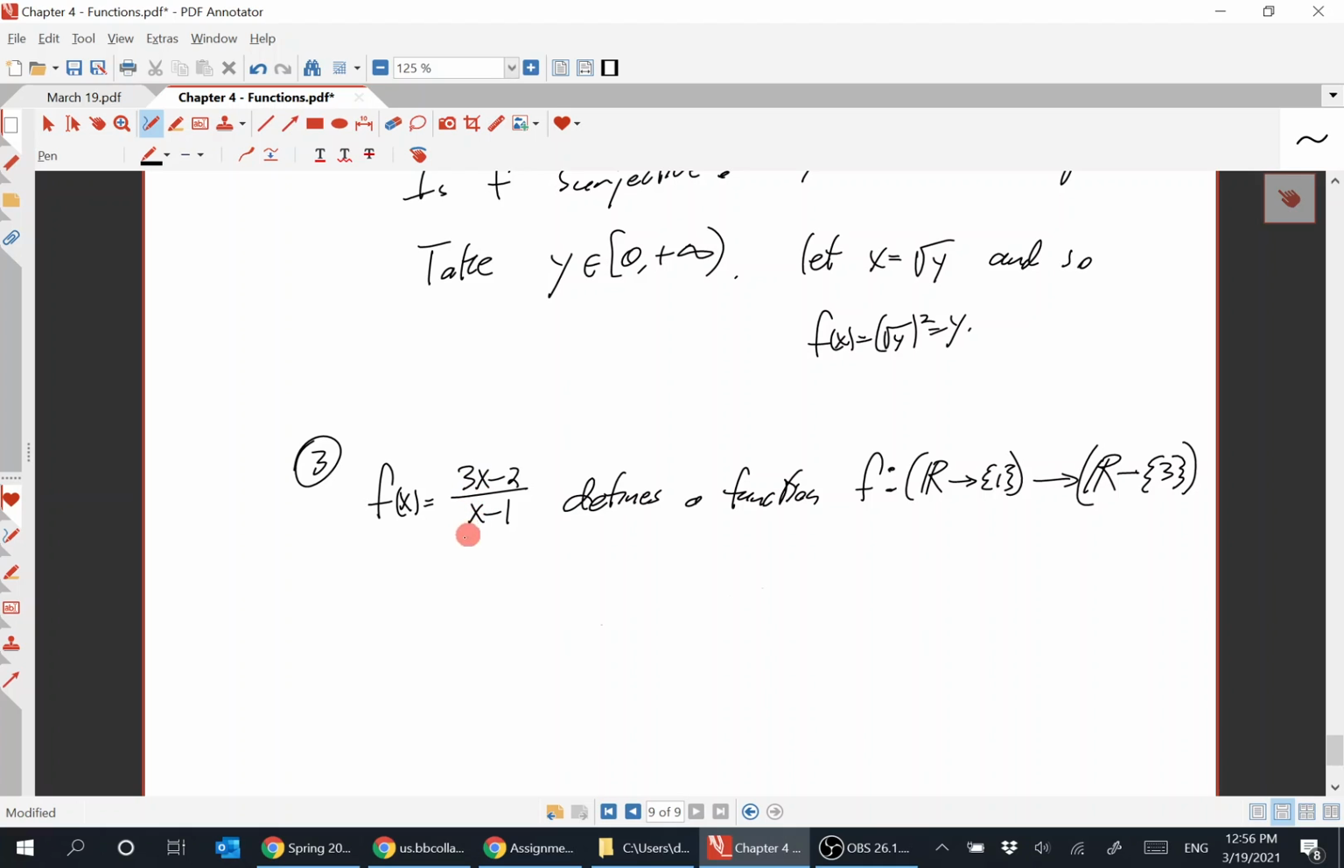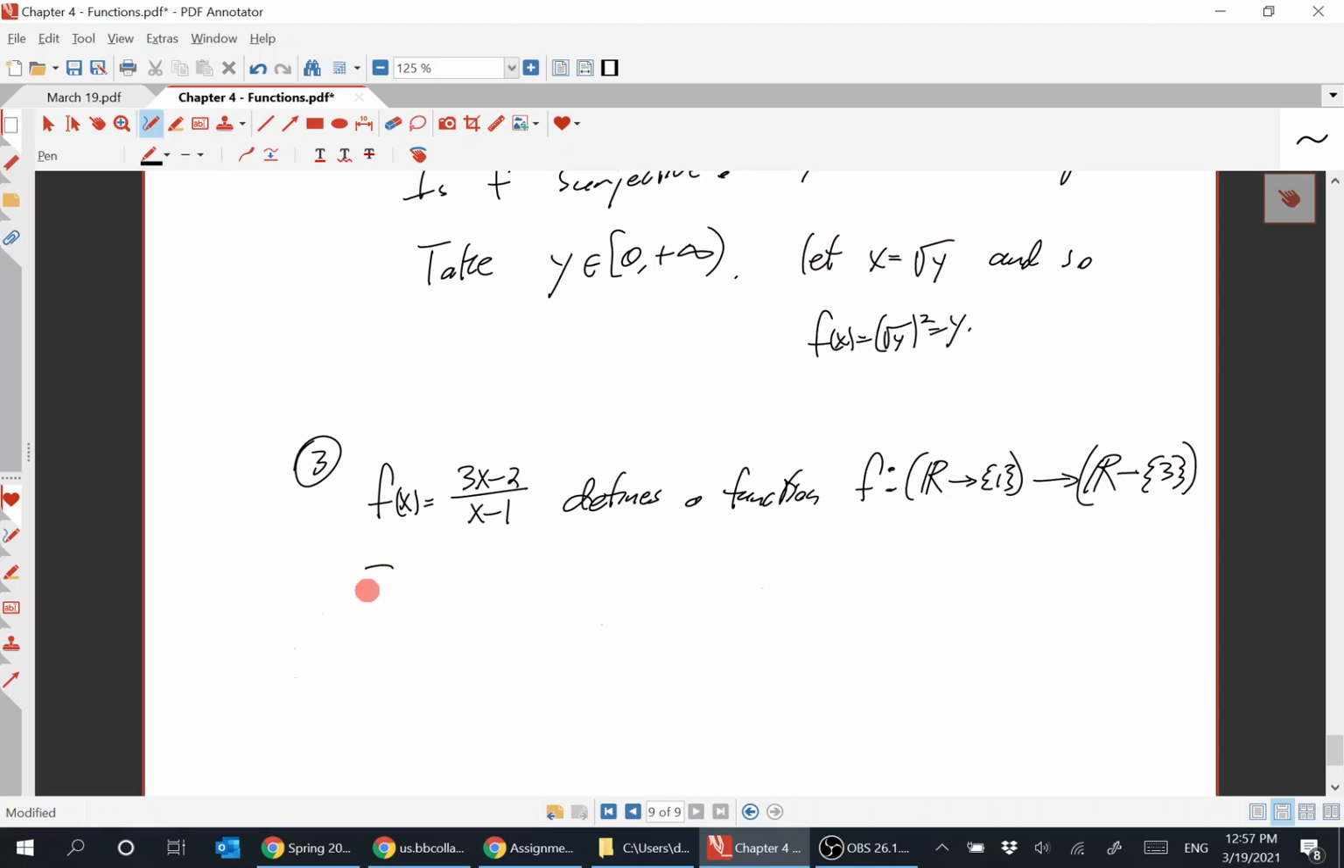Why? If you graph this thing, it has a horizontal asymptote at 3 and a vertical asymptote at 1, and the graph looks like that. But we're not really looking at things in this analytic geometry, calculus sense. We're just trying to get these definitions straight. So that defines a function from here to here.